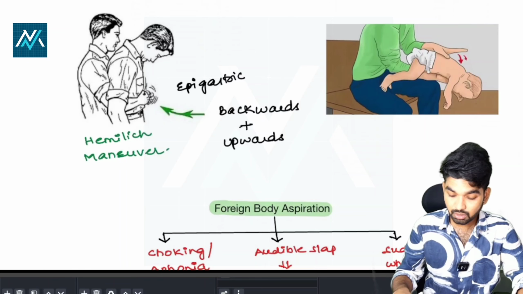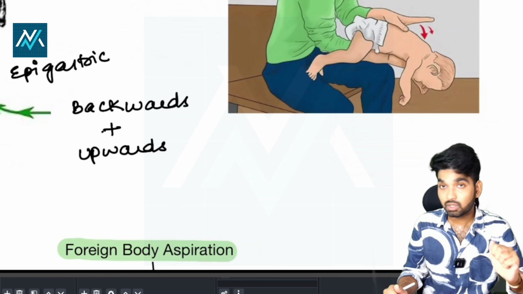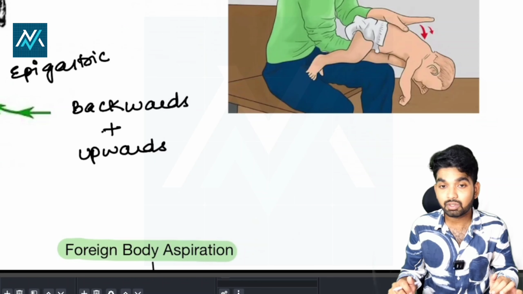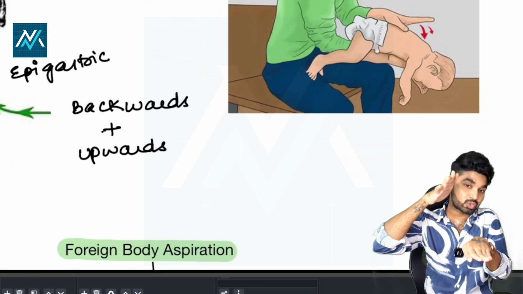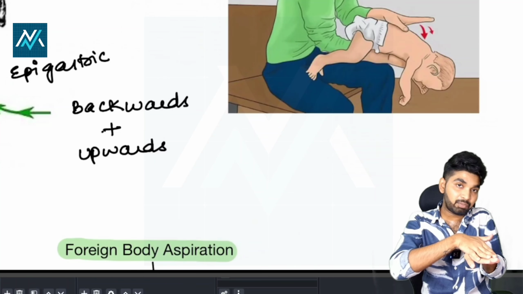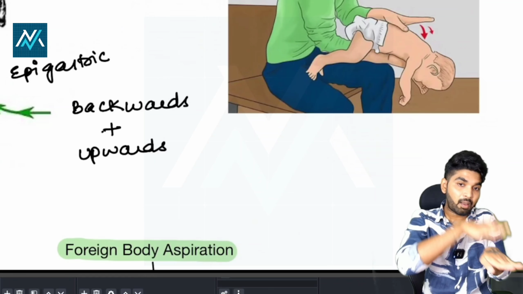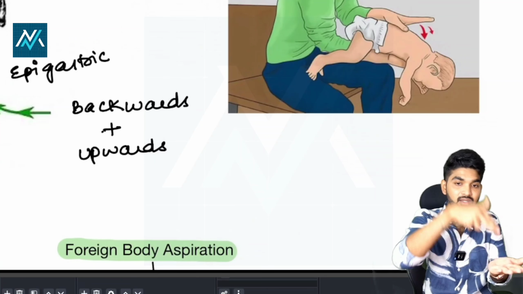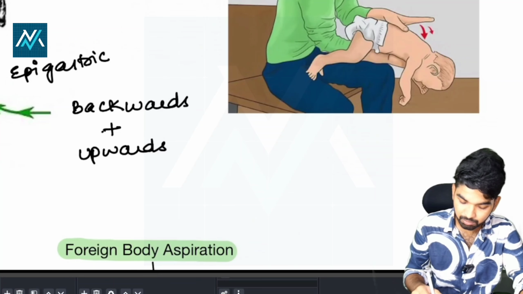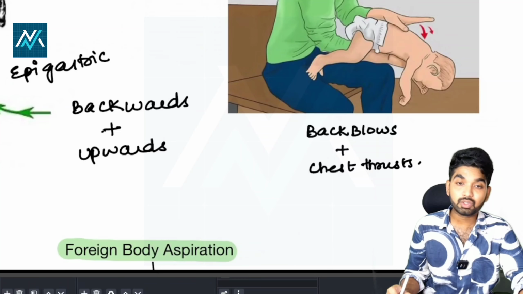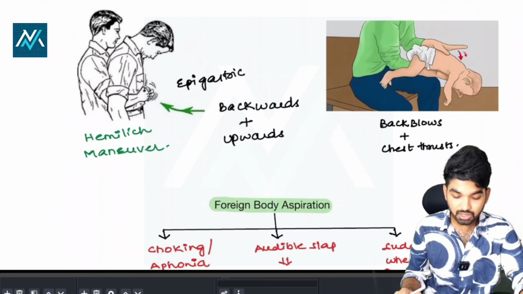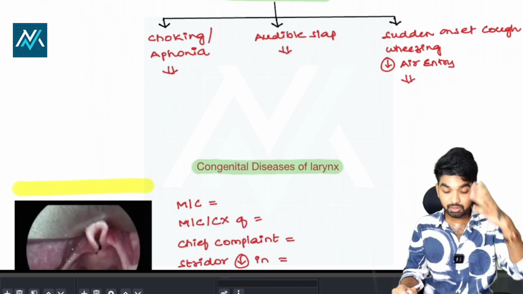Okay. So suppose now the child is an infant. I cannot give the Heimlich maneuver. Instead, what did I teach you in pediatrics? I can give back blows, right? Keep the baby prone and give back blows and again anterior chest thrusts. So that is what, back blows and chest thrusts I'm going to give here in case of infants. So this is how I'm going to manage a case of laryngeal foreign body.